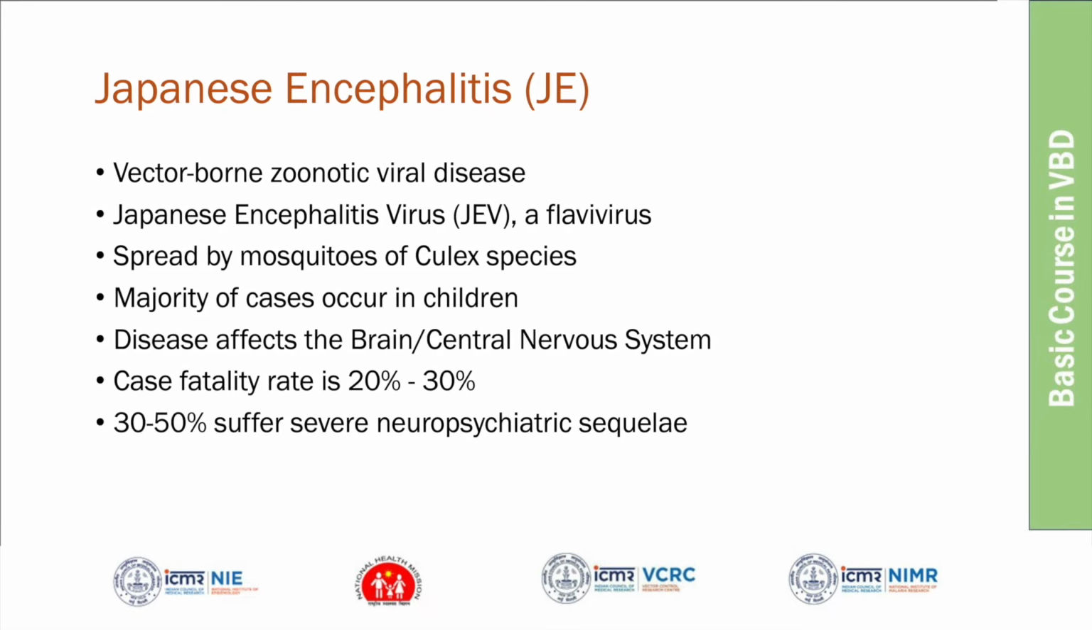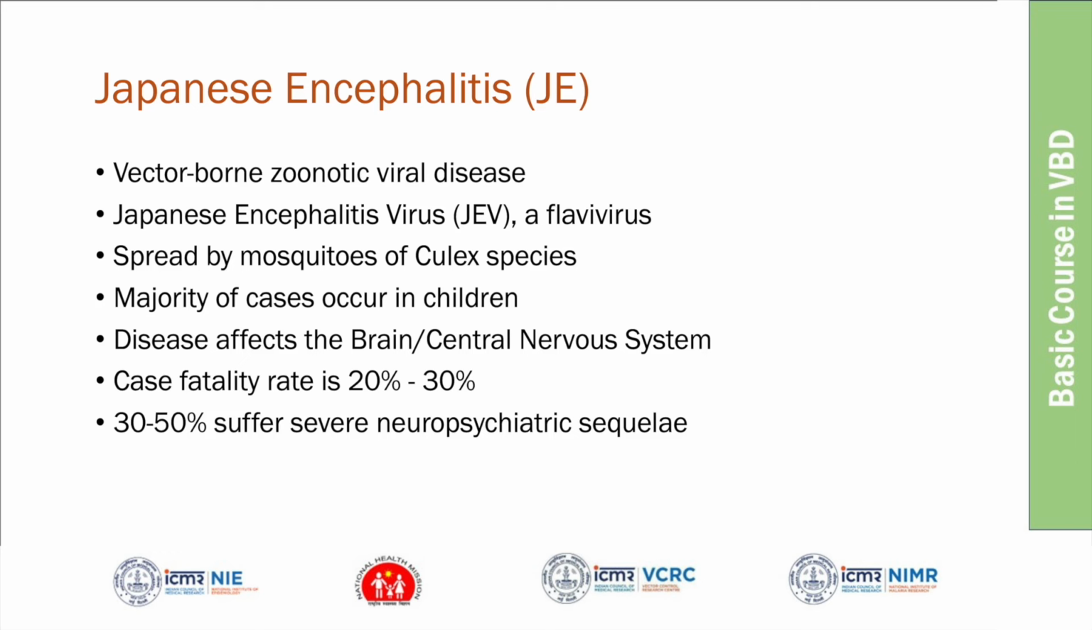Japanese encephalitis is a vector-borne zoonotic viral disease. It is a viral disease because it is caused by the Japanese encephalitis virus, which belongs to the flavivirus group. It is zoonotic because the virus is transmitted between animals and humans, and it is vector-borne because the virus is transmitted through mosquitoes, which act as a vector between the animals and the humans. It is spread by the bite of infected mosquitoes, especially of Culex species.